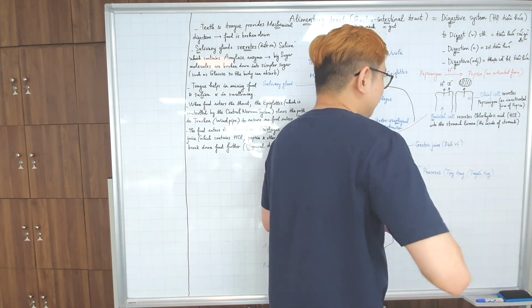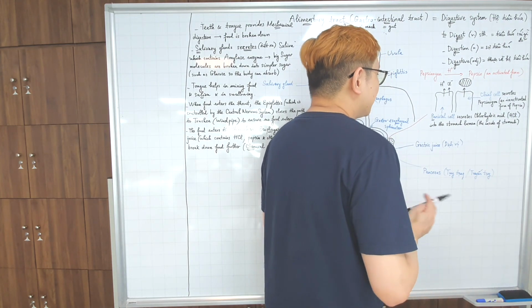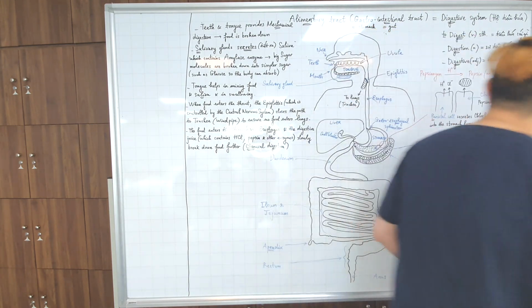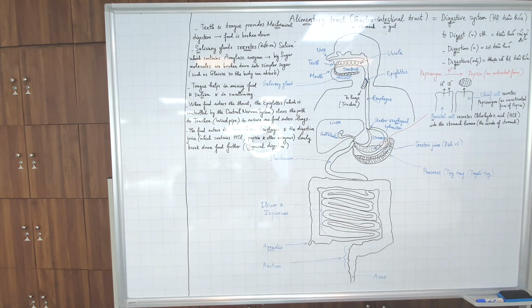An activated form. So the question is, what does pepsin do? Pepsin, what does it do? It breaks down protein, okay? Starts breaking down proteins.